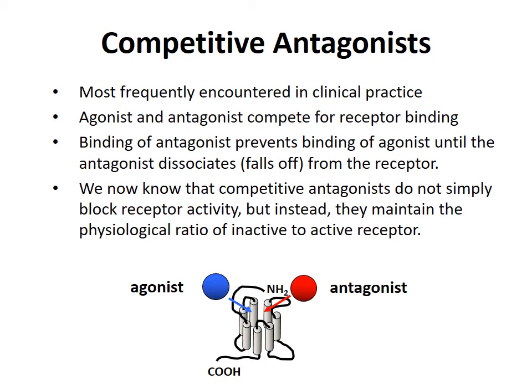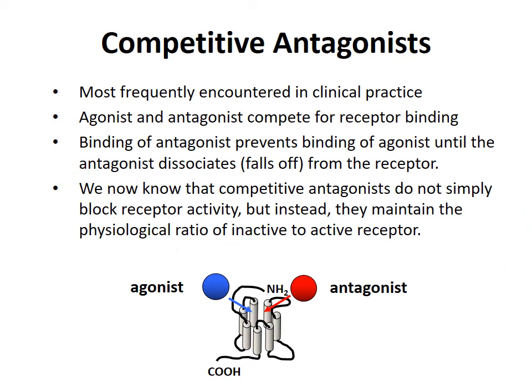Okay. We now know that competitive antagonists do not simply block receptor activity, but instead they maintain the physiological ratio of inactive to active receptor. So that's a potentially very confusing statement, and I'm going to show what I mean by that.